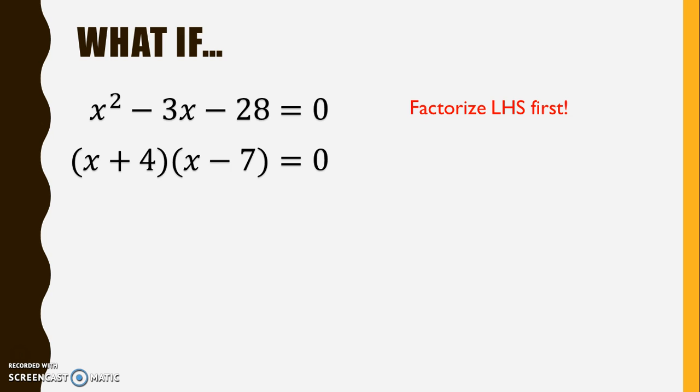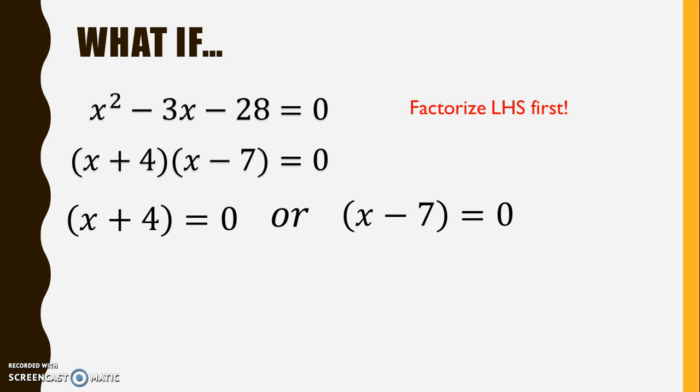Since the product of these two factors must be equal to 0, then x plus 4 would be either 0 or x minus 7 is equal to 0. And therefore, x needs to be either negative 4 or x needs to be 7. I hope that from this video, you know how to solve quadratic equations using the zero product rule.